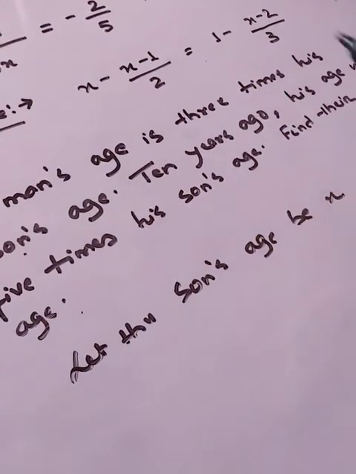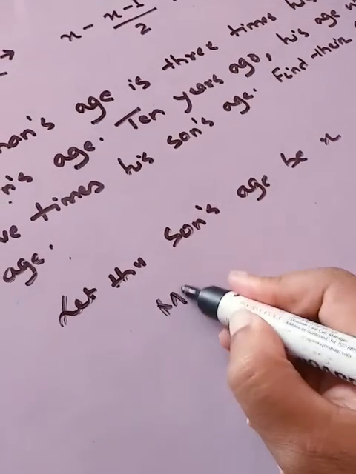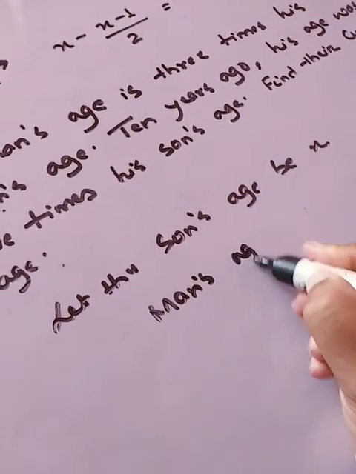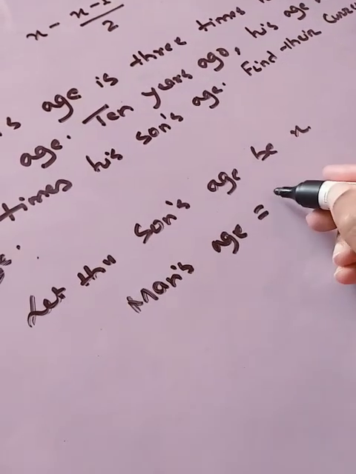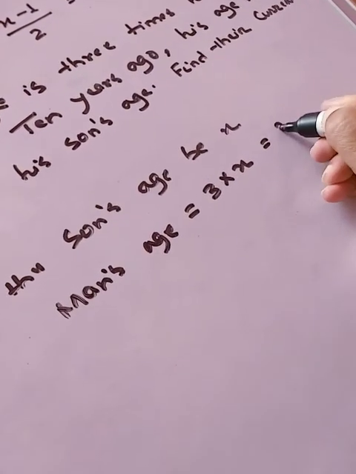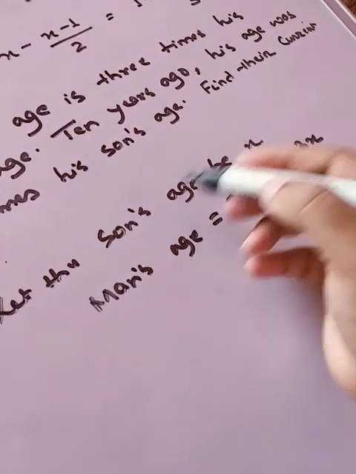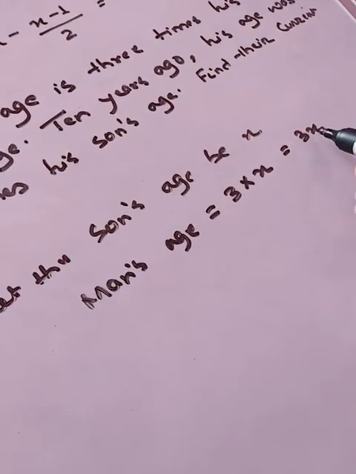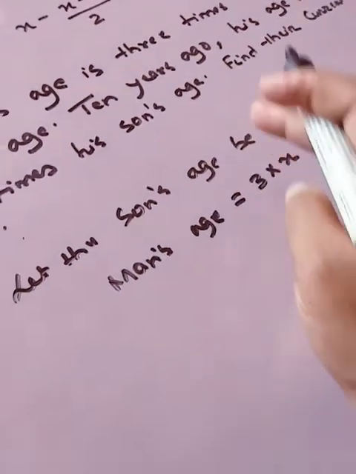Okay, now if son's age is x, then how is man's age related? Man's age is 3 times his son's age. So man's age will be what? 3 times the son's age. So 3 times means what? 3 into x, that is 3x. Okay, suppose son's age is 10, so man's age will be 3 into 10, that is 30 years. So this is the relation.